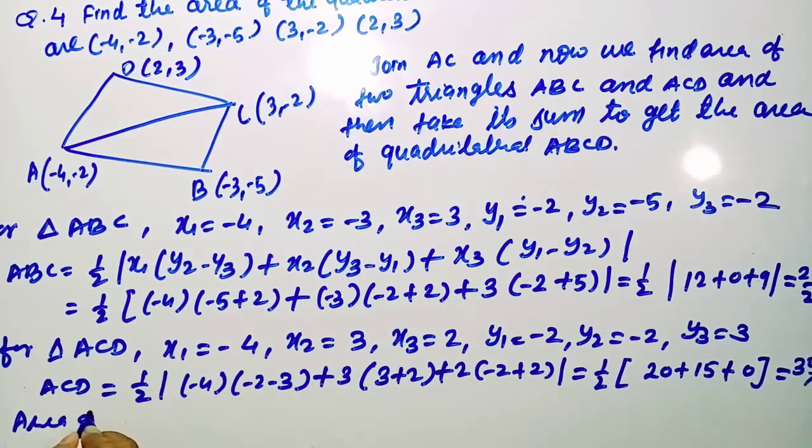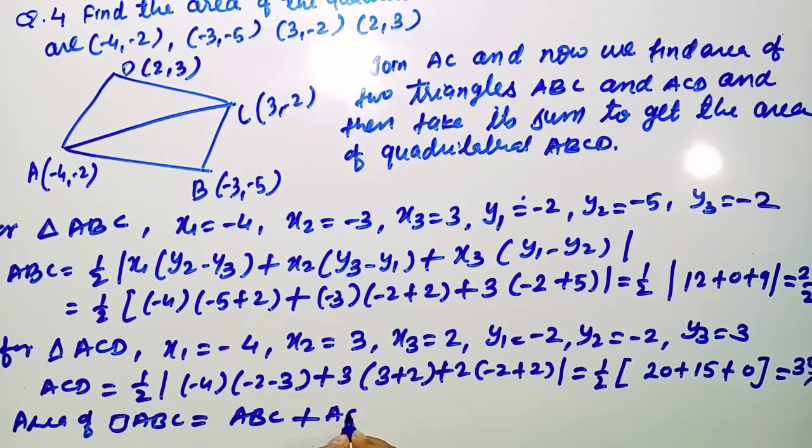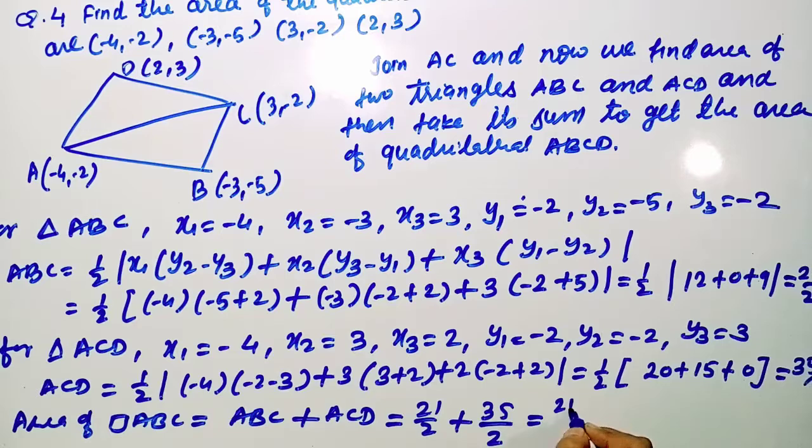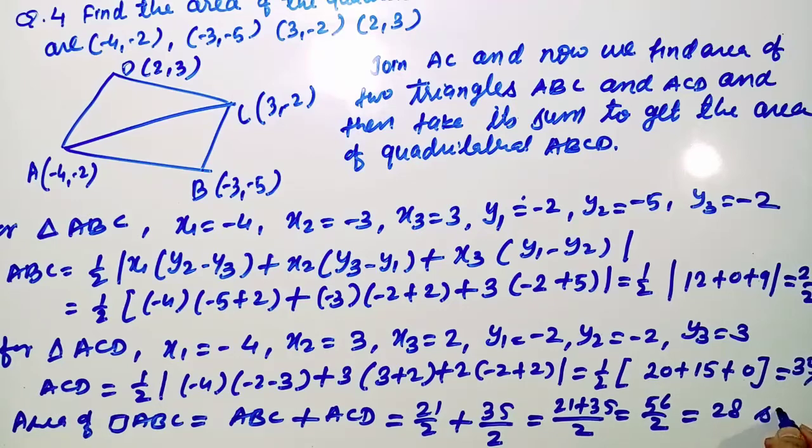Okay, now to find out the area of quadrilateral ABCD, the area of the quadrilateral is the combination of two triangles, ABC and ACD. Now adding 21 by 2 and 35 by 2, we are getting 56 by 2. So the area of the quadrilateral will be 28 square units. How much? 28 square units.